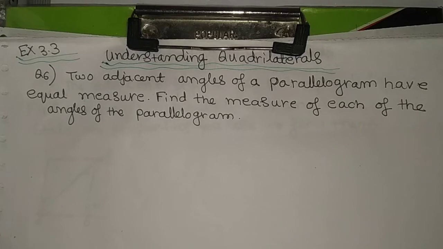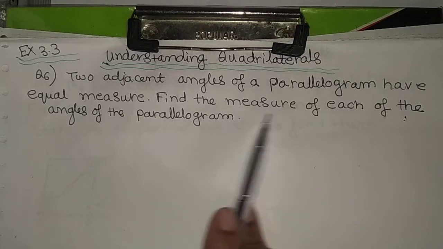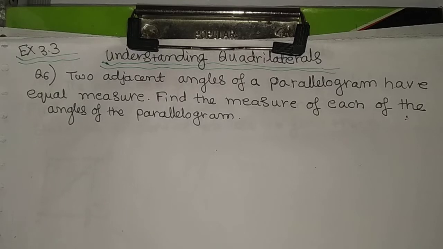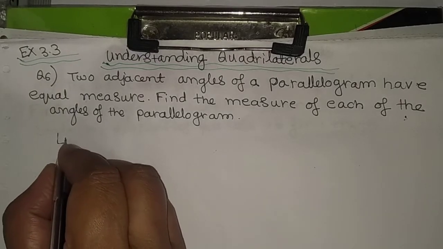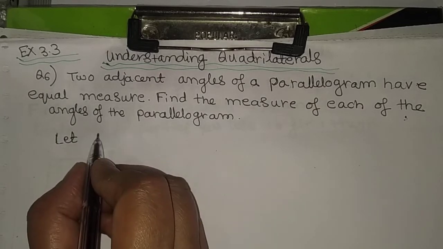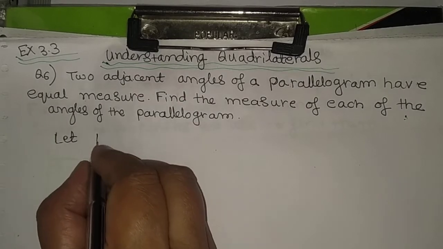Here the question given is: two adjacent angles of a parallelogram have equal measures. Find the measure of each of the angles of the parallelogram. So we have to find the measure of each angle of the parallelogram. So the first step is to assume.